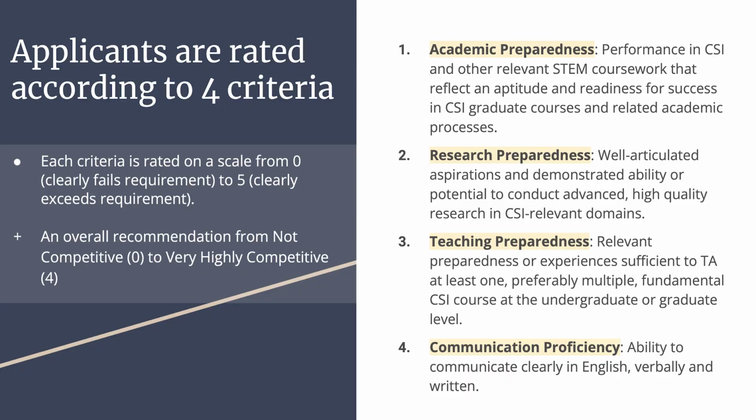Before using the system, the admissions committee has assigned a list of applicants to each reviewer and predefined a set of criteria for which applicants will be rated. Those criteria include academic preparedness, research preparedness, teaching preparedness, and communication proficiency. These are rated on a scale of 0, which clearly fails the requirement, to 5, which clearly exceeds the requirement.